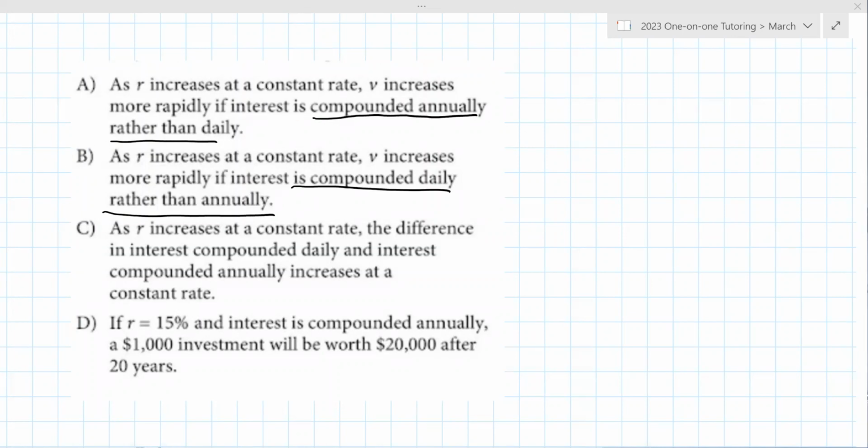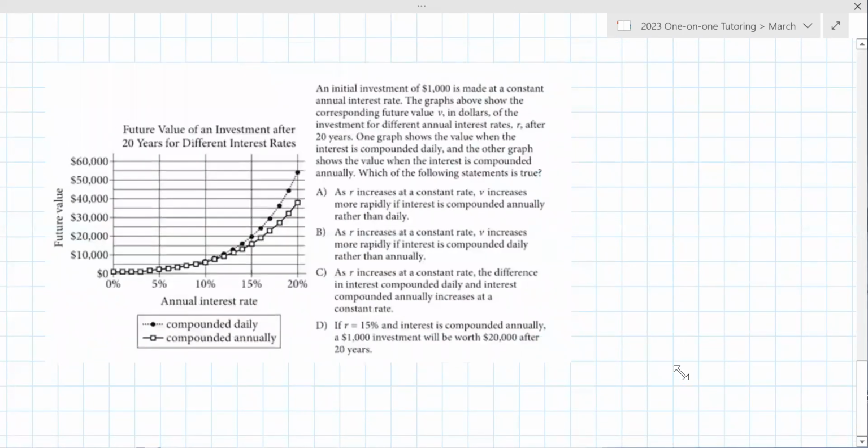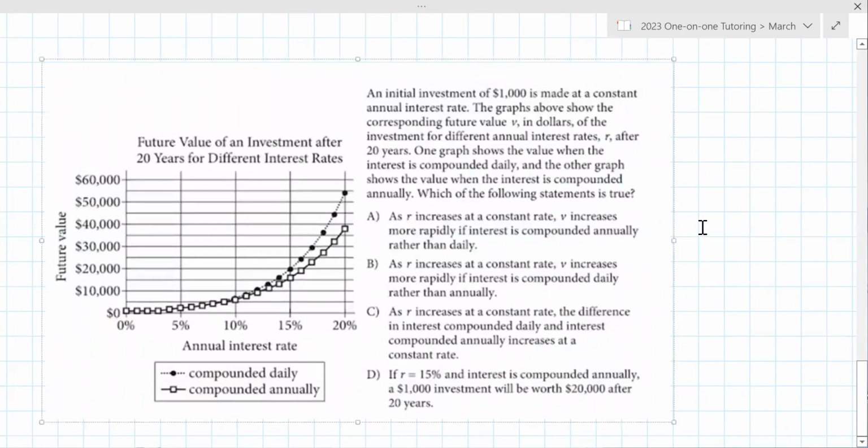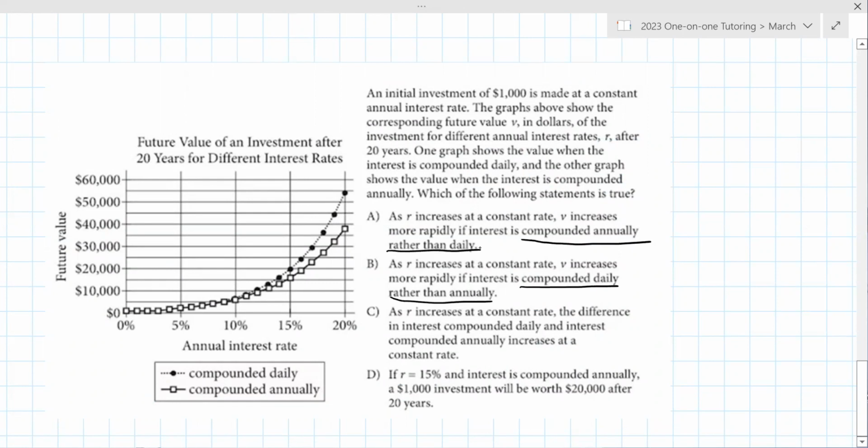And that's why I have you do this technique, because when you look at the rest of the problem, I'll do that now, it can be very overwhelming. So this is the full question. There's a lot of words, you've got a graph. But if we know the difference between A and B is compounded daily rather than compounded annually, we maybe have a shot.